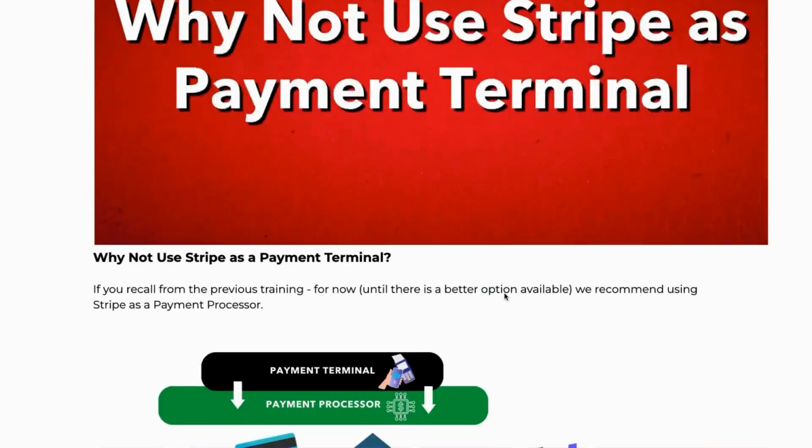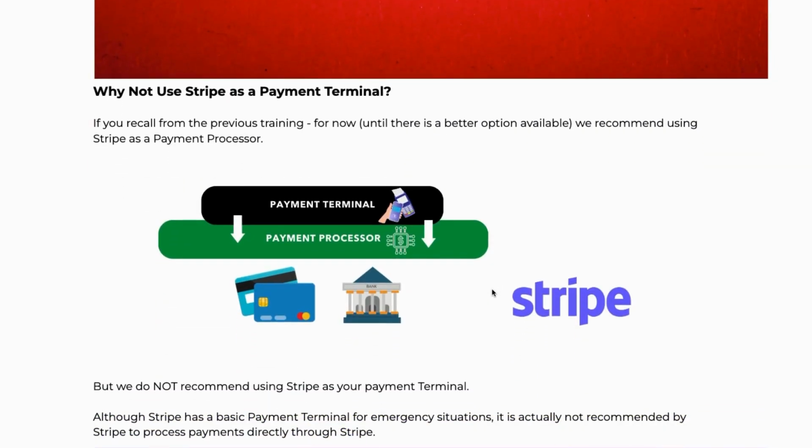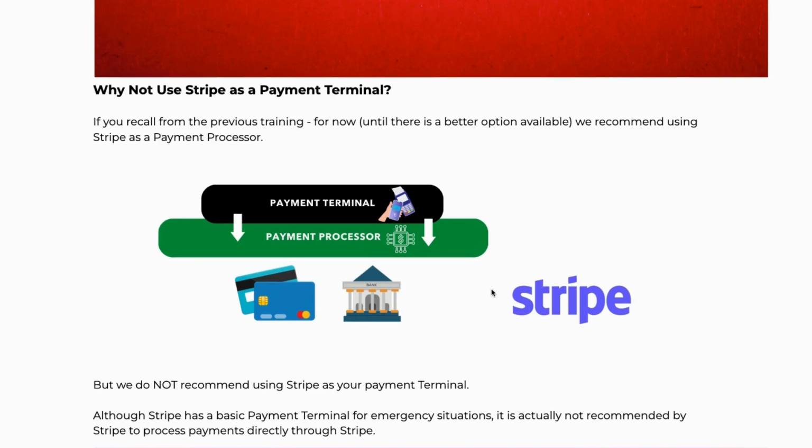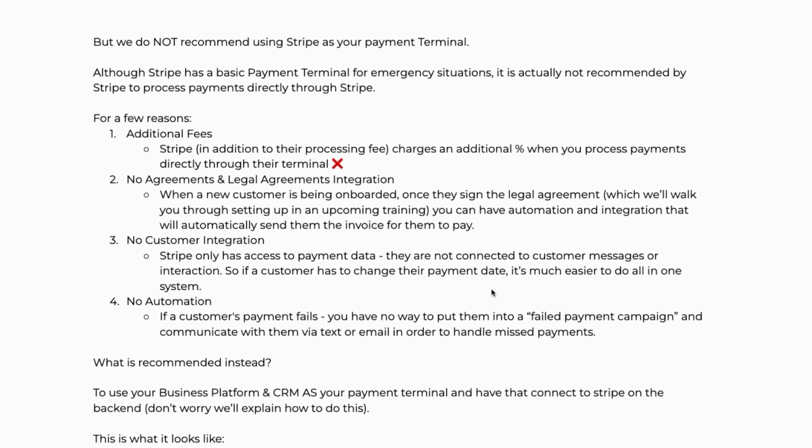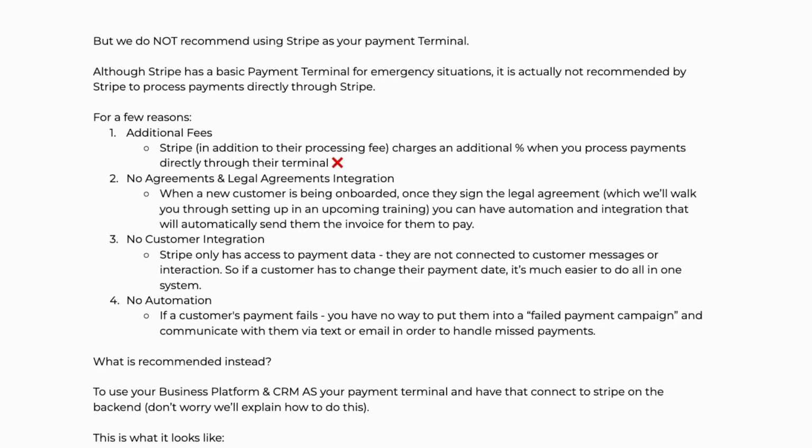Okay, so again, if you will recall from the previous training, we do recommend using Stripe as of right now as the payment processor. But why do we not recommend using it as the payment terminal? Why is that the case, right? The reason is that yes, it's okay in emergency situations, but it is not recommended for normal situations because number one, there are additional fees. So Stripe, in addition to their processing fee, will charge a payment terminal fee, right?